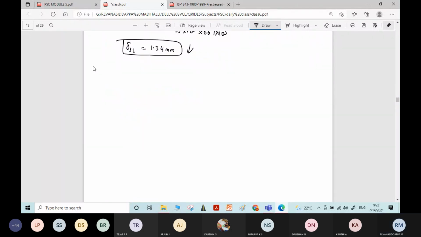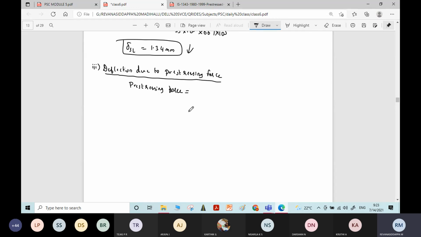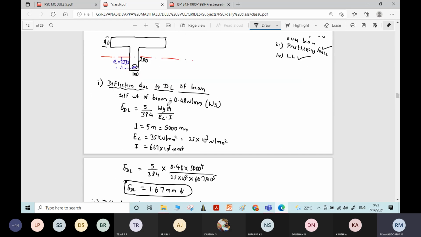Third one, deflection due to pre-stressing force. Deflection due to pre-stressing force. Okay. Pre-stressing force is given in the problem. P is equal to pre-stressing force, how much it is given?